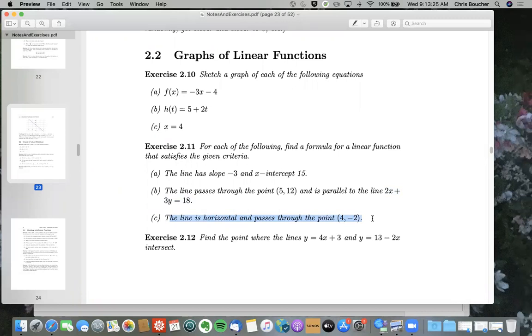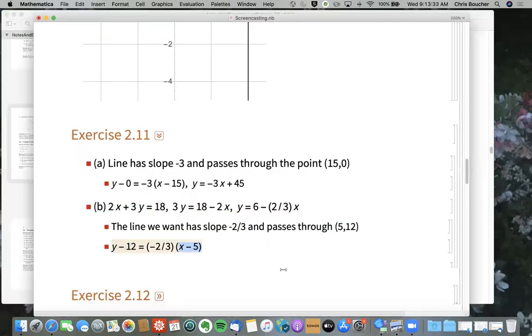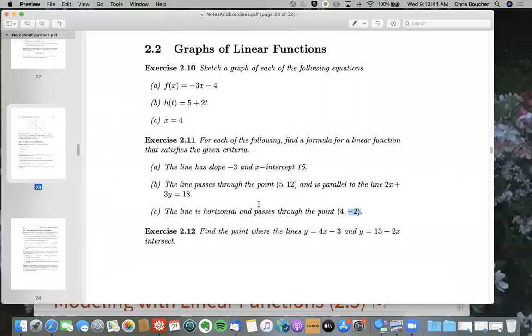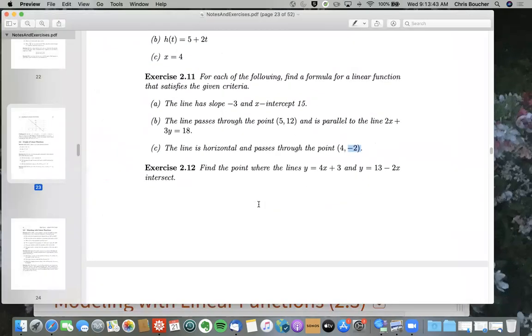And finally, a horizontal line passing through this point. Horizontal lines have the form y equals a number, right? Their slope is 0, and the y value here is negative 2. So this must be y equals negative 2. I think that's our last solution here. Indeed.